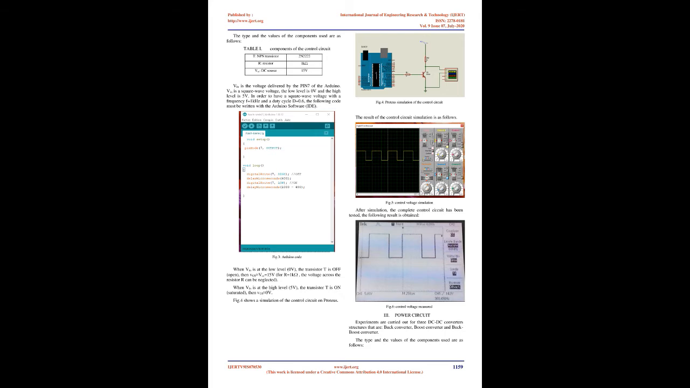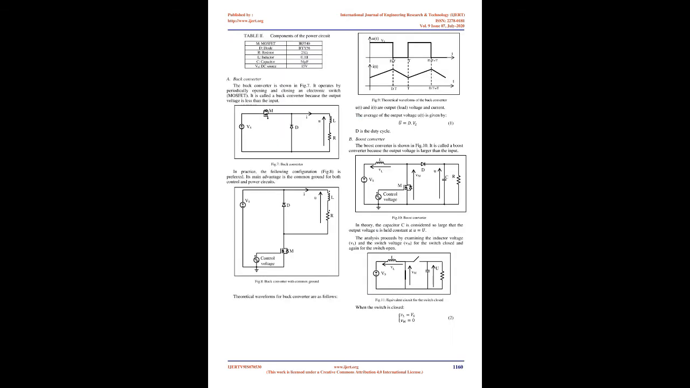When VEN is at the low level, 0V, the transistor T is off, open, then VGS equals VCC equals 15V. For R equals 1K, the voltage across the resistor R can be neglected. When VEN is at the high level, 5V, the transistor T is on, saturated, then VGS is 0V. Fig.4 shows a simulation of the control circuit on Proteus. Fig.6, control voltage measured. 3. Power circuit. Experiments are carried out for 3 DC-DC converter structures that are buck converter, boost converter, and buck-boost converter.